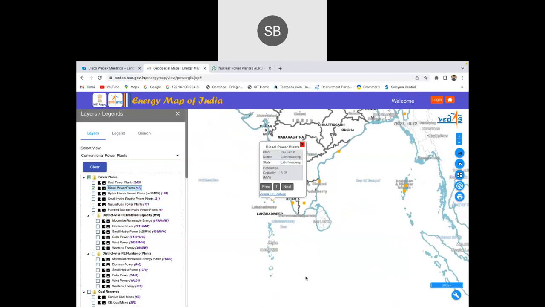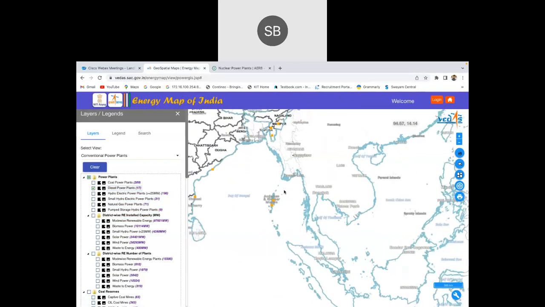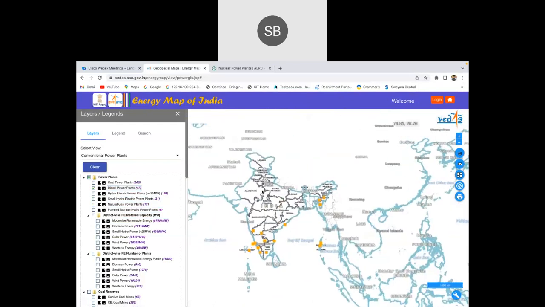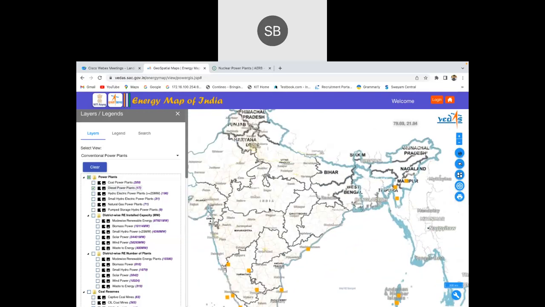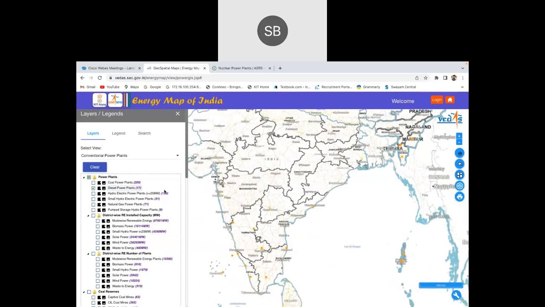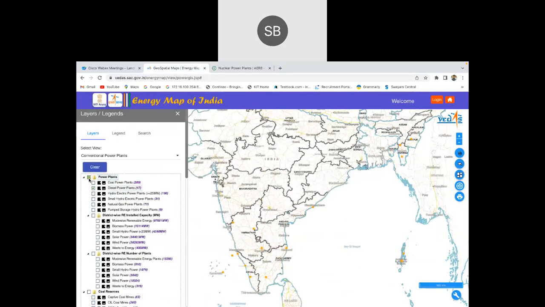Also, you can see the diesel power plants, which are based on IC engines. You can see diesel power plants, one in Lakshadweep and two in Andaman and Nicobar, where we use the IC engine to run the power plant.